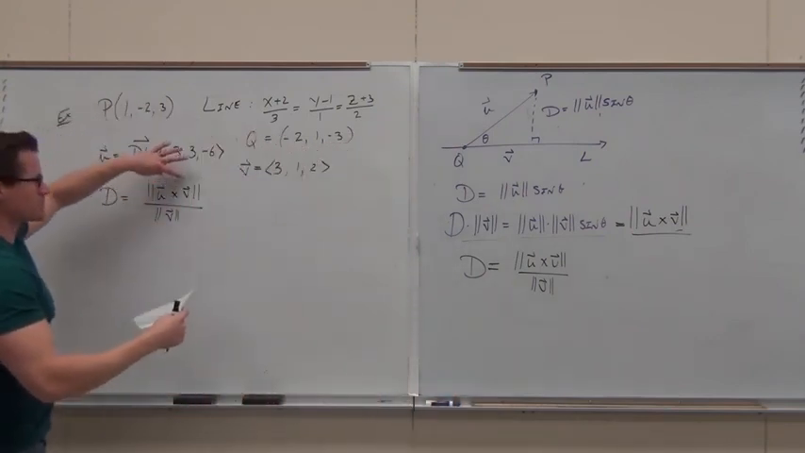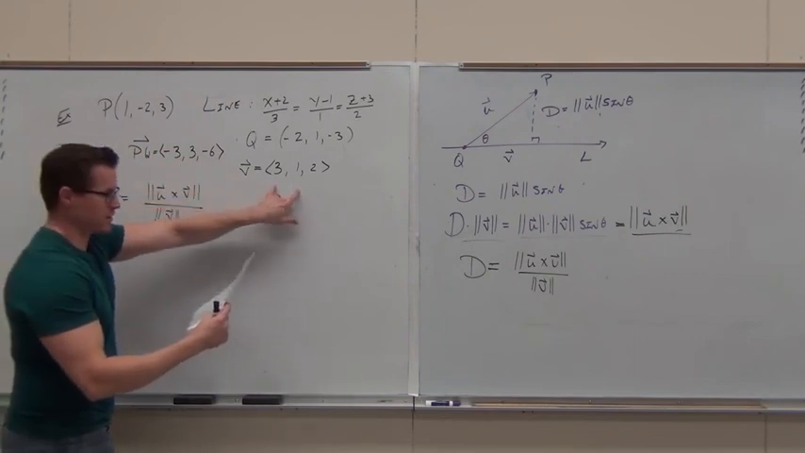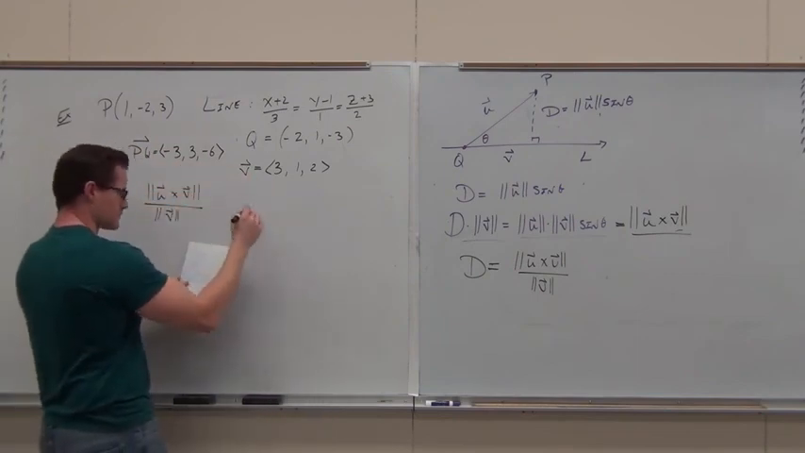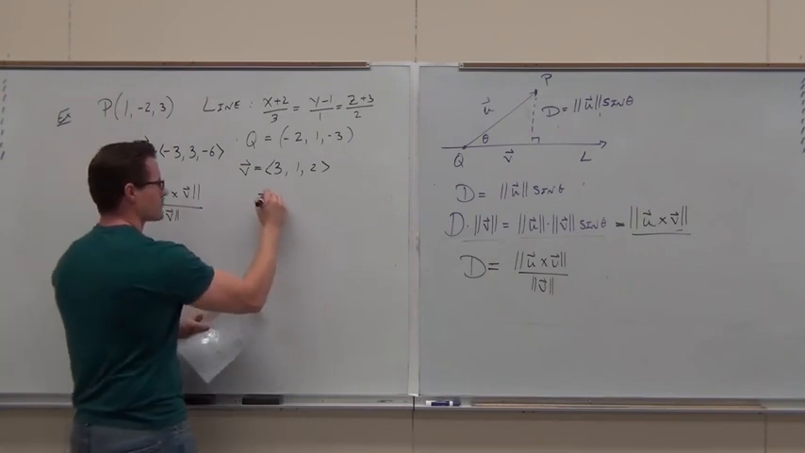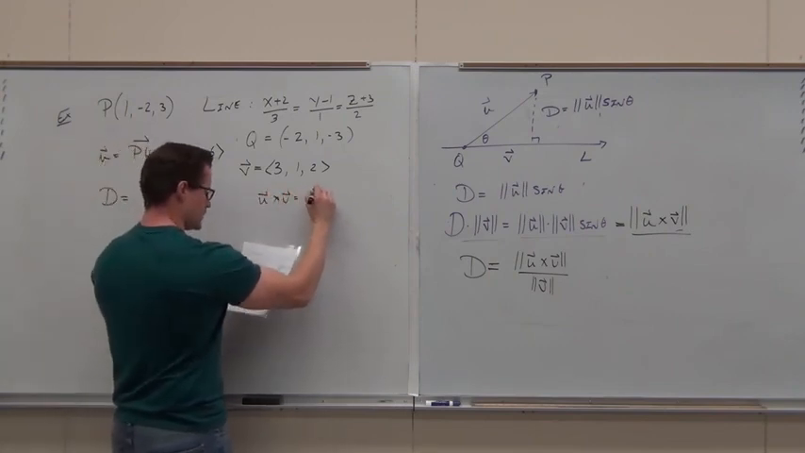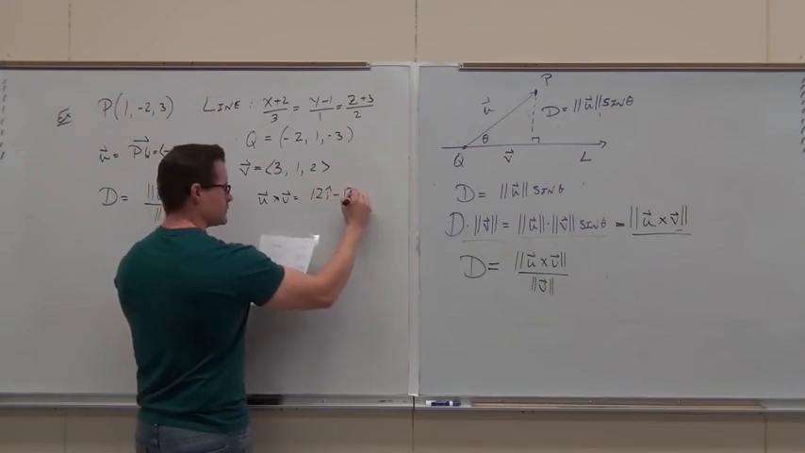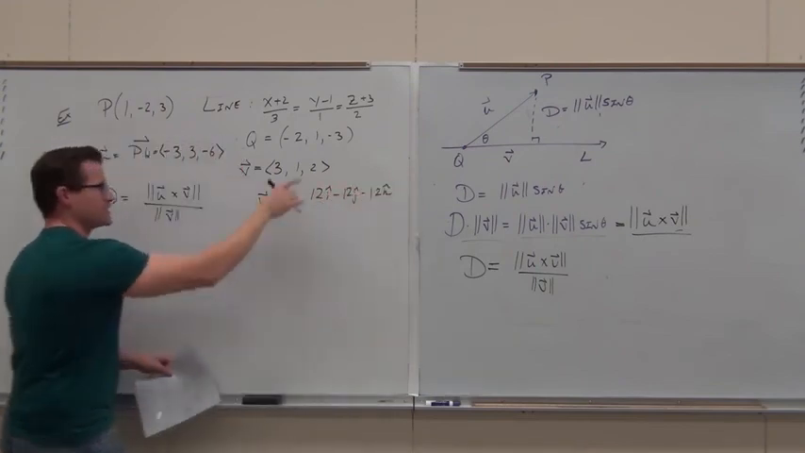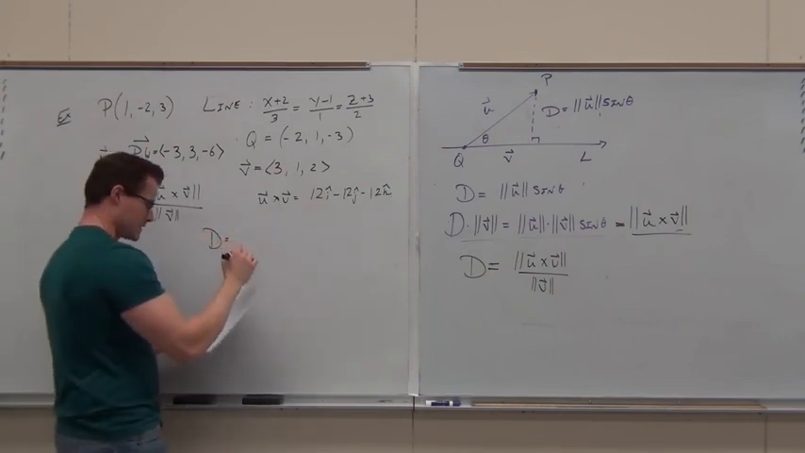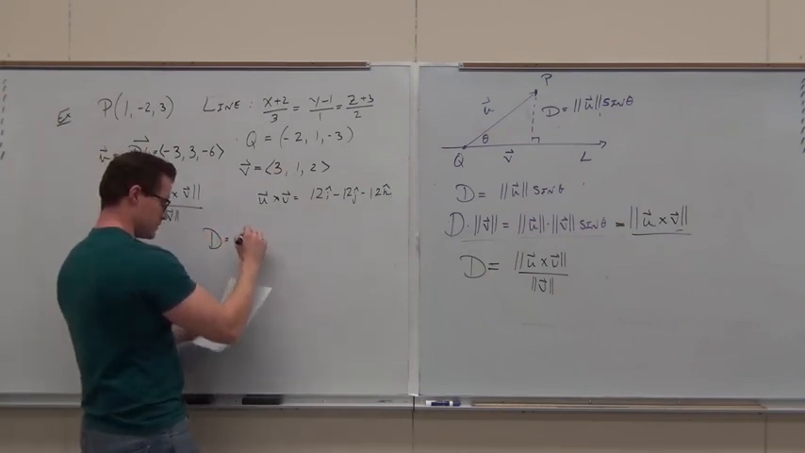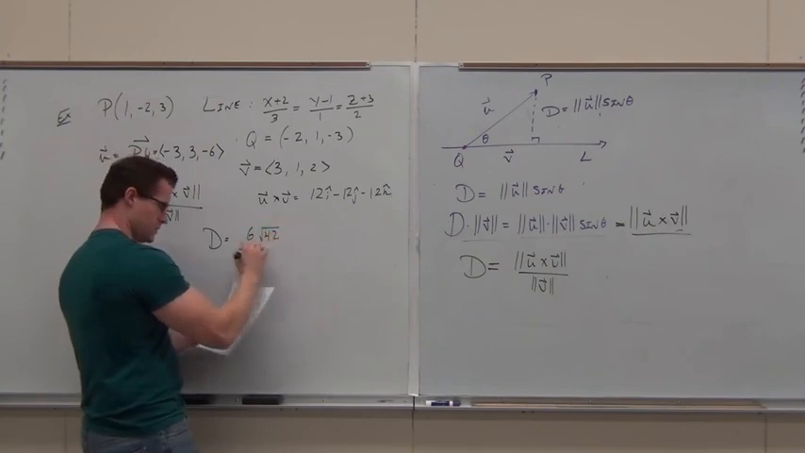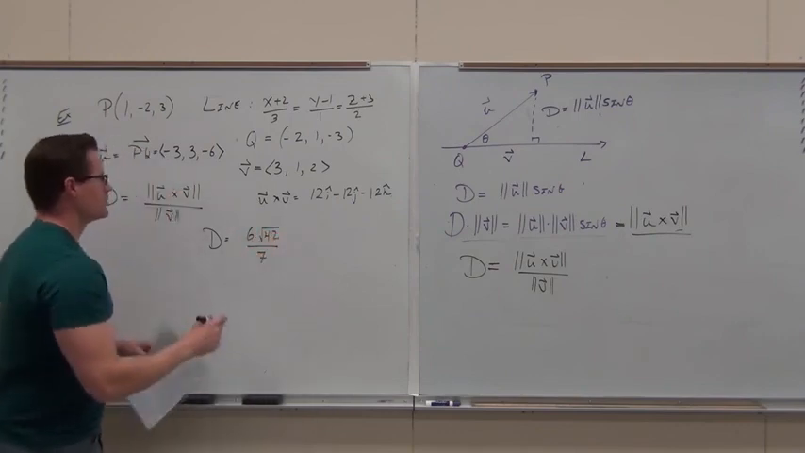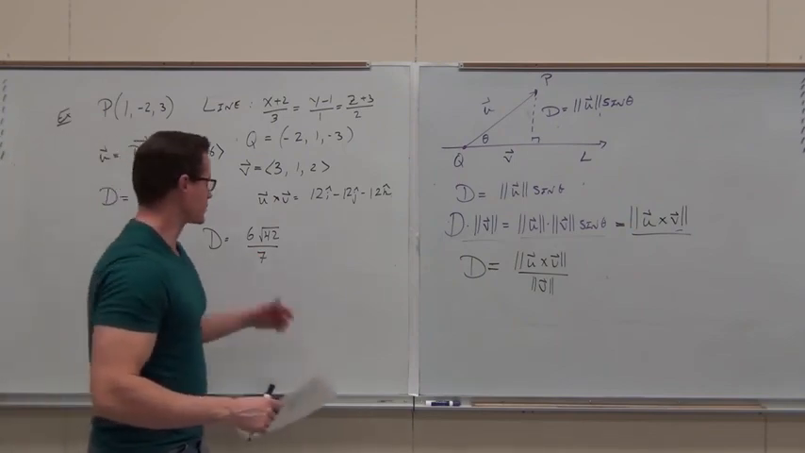If you cross U and V, you're going to get I minus 12J minus 12K. If we take the magnitude, the distance is 6 root 42 over 7. The magnitude of V is the square root of 14. So this is your answer.